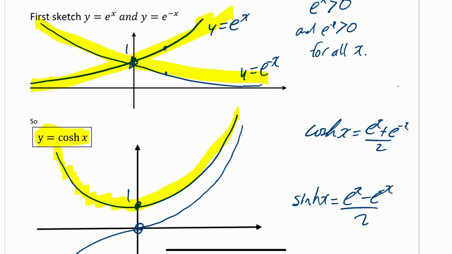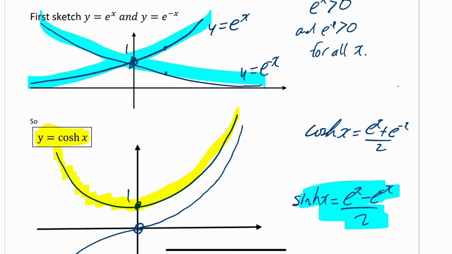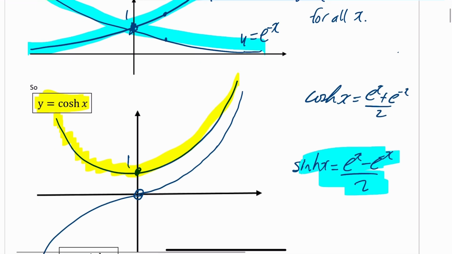Okay, the other one, your hyperbolic sine of x, is made up of, again, this graph, but you're taking away this graph. So remember what hyperbolic sine of x is, it's this thing. So let's think about the most basic point then, the point when x is equal to 0.